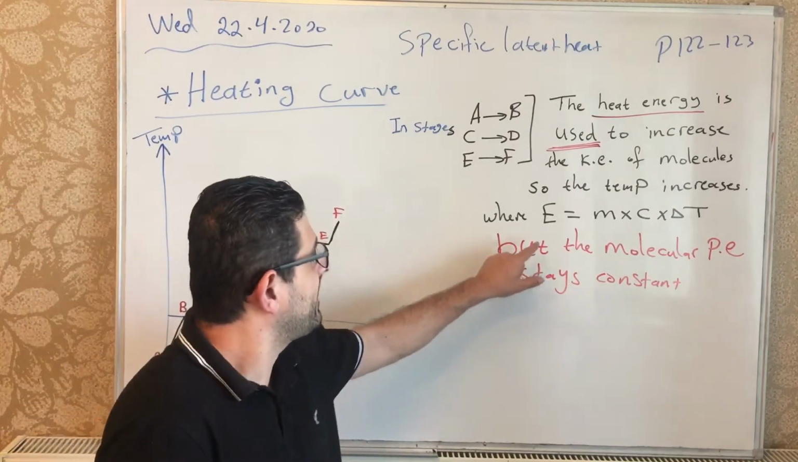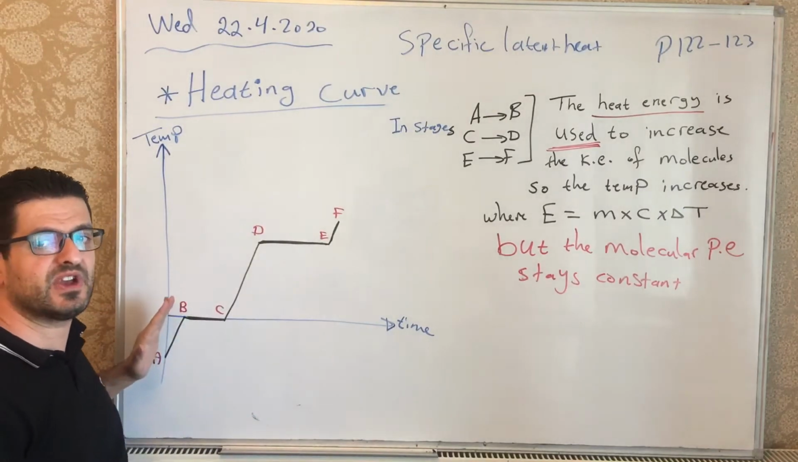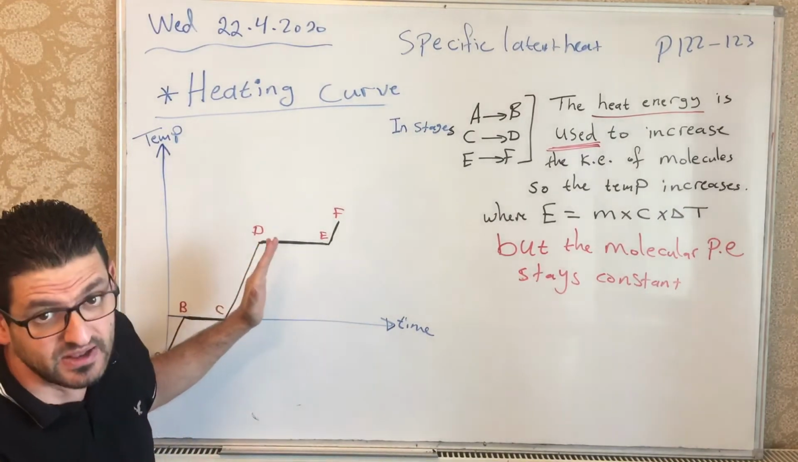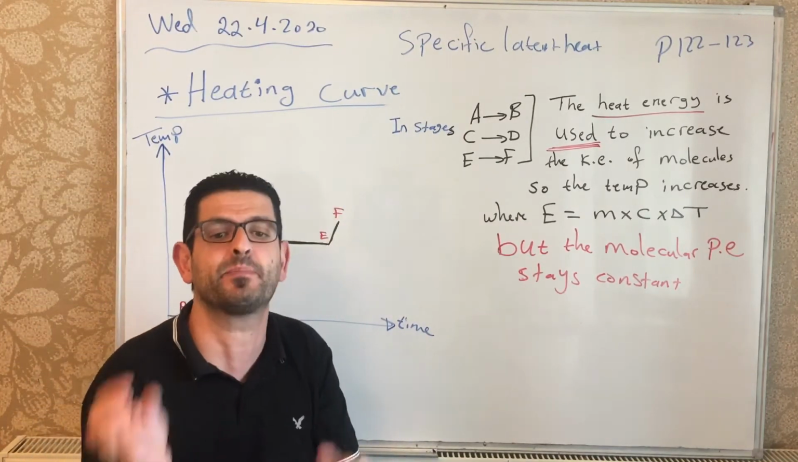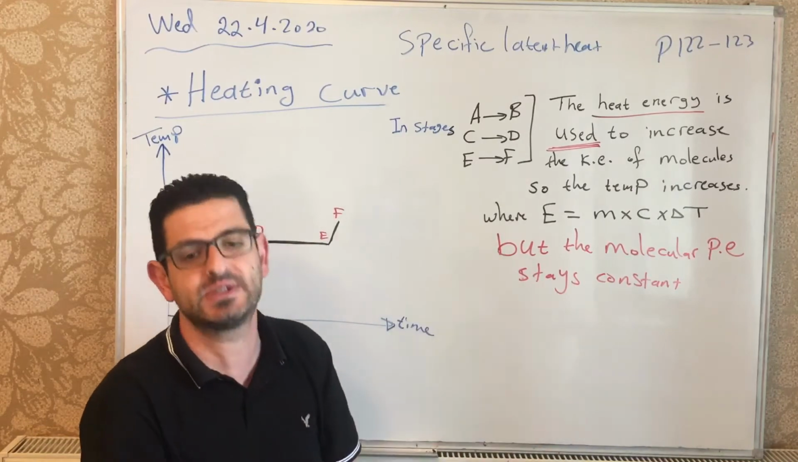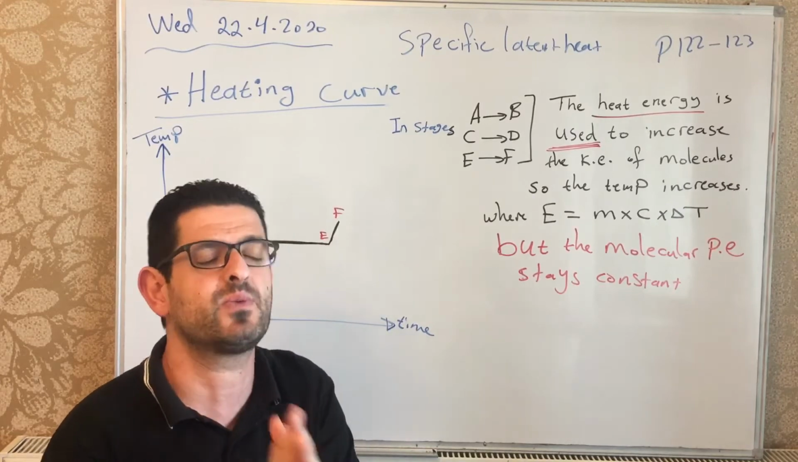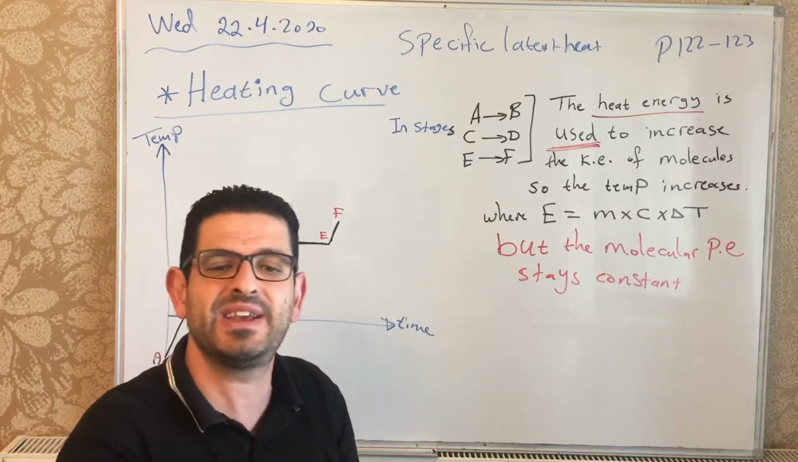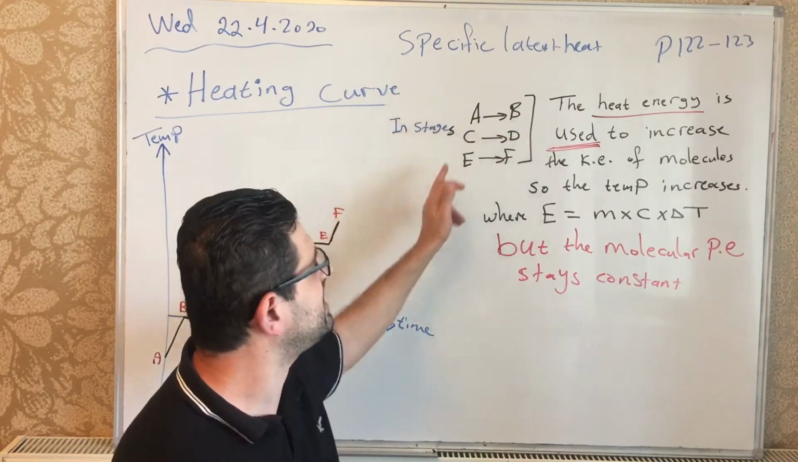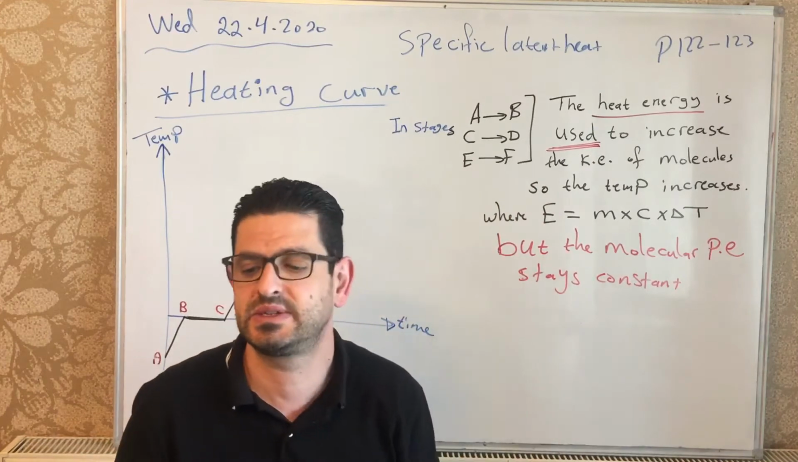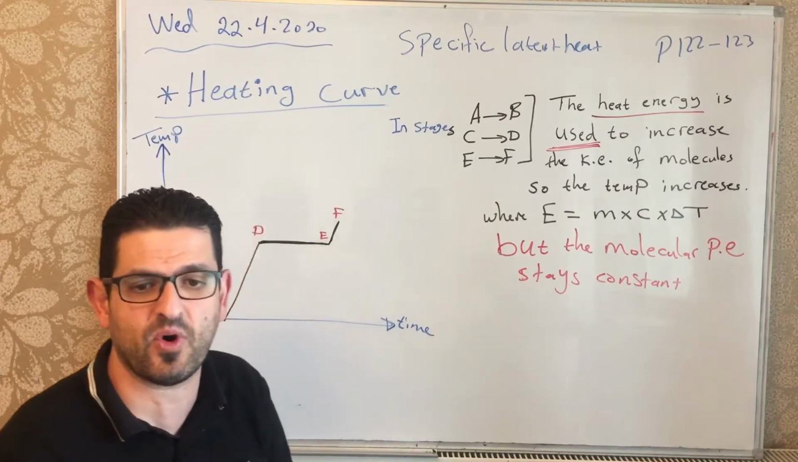We say the potential energy of the molecules in the solid state is constant. In the liquid state it is different, but still constant. In the gaseous state, it's also different, but it's still another constant value. There will be no calculation here. I will not ask you to calculate this potential energy. I just want you to know whether it's increasing, decreasing, or staying constant. In all of these stages, in stage AB, CD, EF, the potential energy stays constant. Do you have any question before I erase the board?